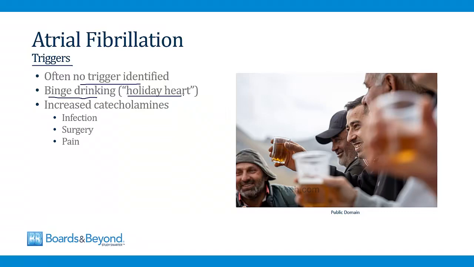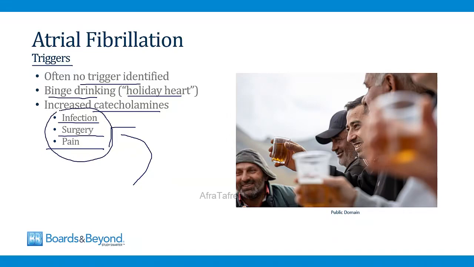Another classic trigger that you will see over and over again on your hospital rotations is increased catecholamines. So patients who have systemic infections or who are recovering from surgery or have pain after surgery, all these patients have high levels of catecholamines, and that often triggers atrial fibrillation. So many patients in the hospital go into atrial fibrillation. The atrial fibrillation almost always goes away once these underlying conditions have resolved.